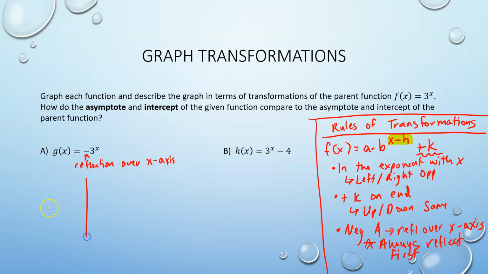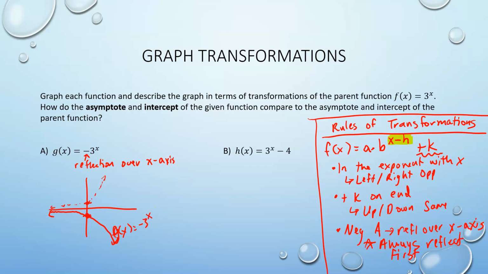Again, from the parent function. So we're looking at 3 to the x, which means its original before the negative would have had a y-intercept at 1, and it looks like this. So if I take that graph and reflect the whole thing down over the x-axis, that means that this key point moves to (0, negative 1), and all these points flip upside down. Okay, so this is the graph. It's g of x equals negative 3 to the x.